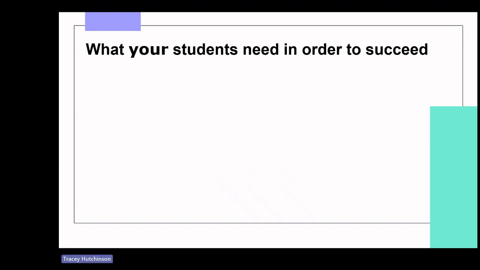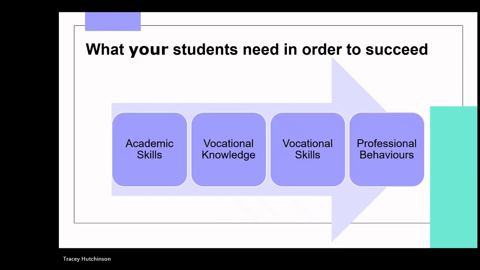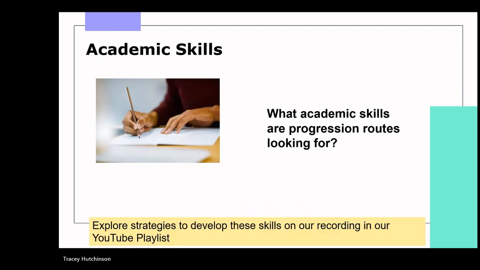So let's explore what your students need in order to succeed. These are the key areas that summarize and theme the student success areas. So we have academic skills, vocational knowledge and vocational skills, and professional behaviours. So what academic skills are progression routes looking for?